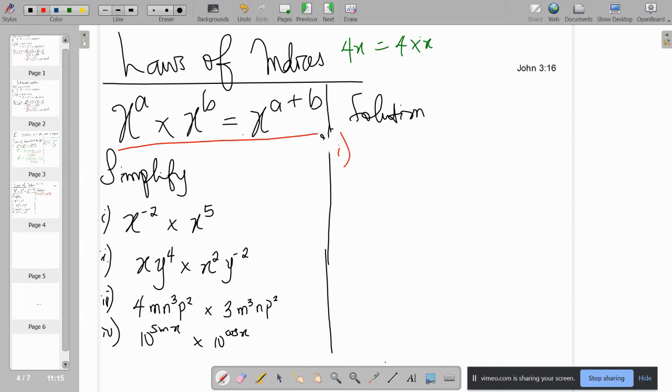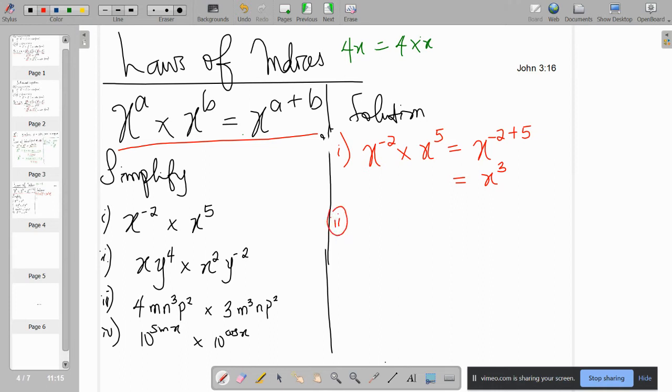In the first one, we have x raised to power minus 2 times x raised to power 5. The way it goes, we just add the indices as we have seen in this place. So this becomes x raised to power minus 2 plus 5, and this is x raised to power 3. And that's that about that.